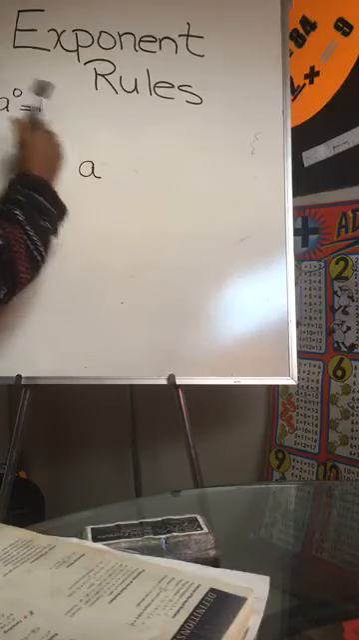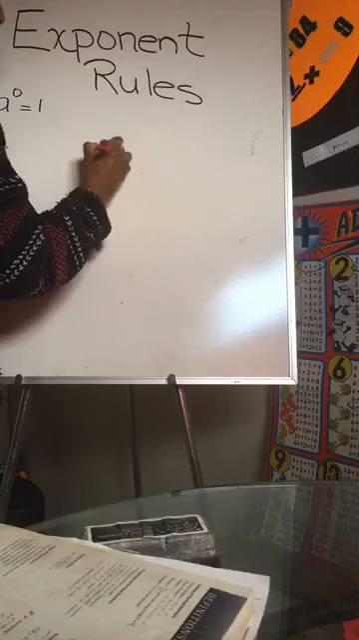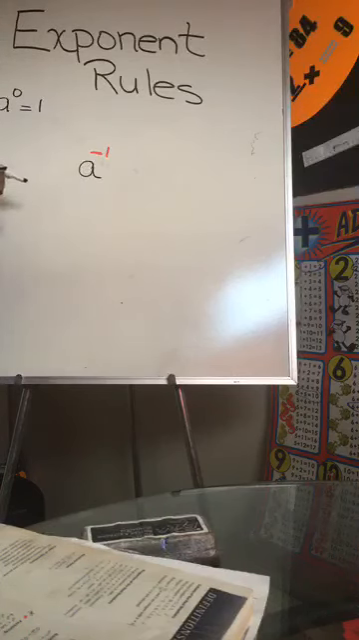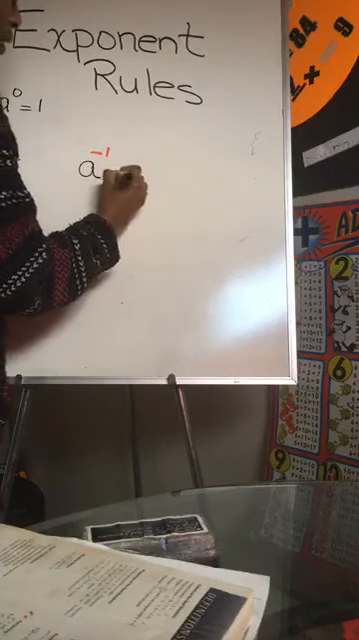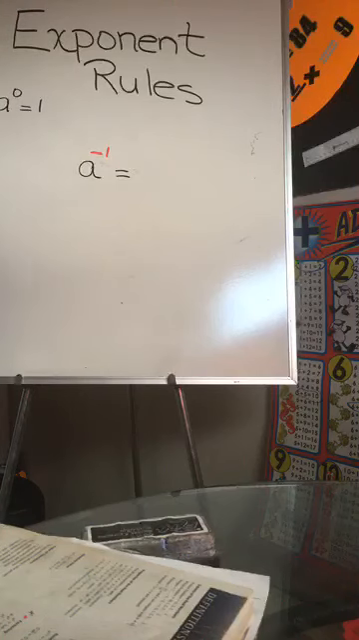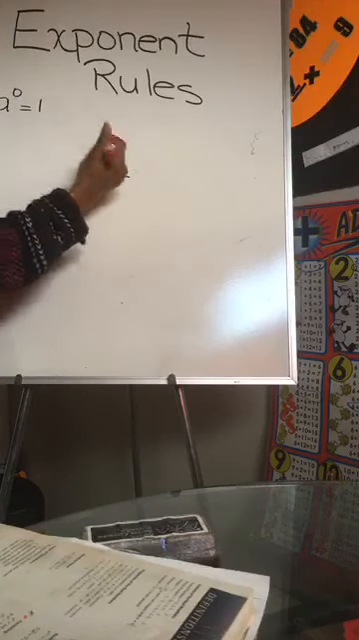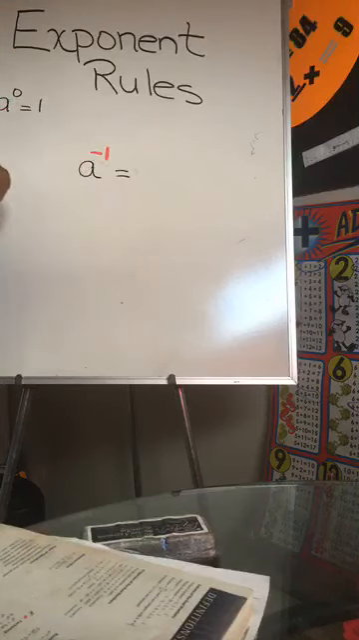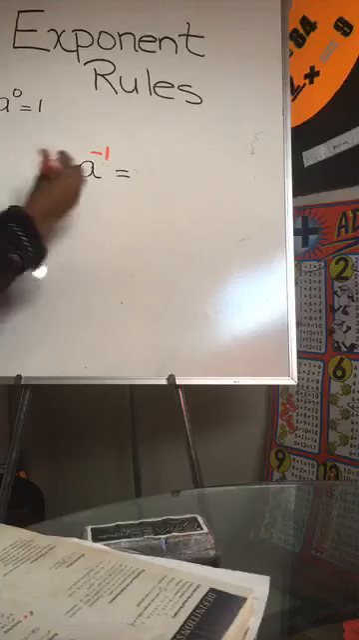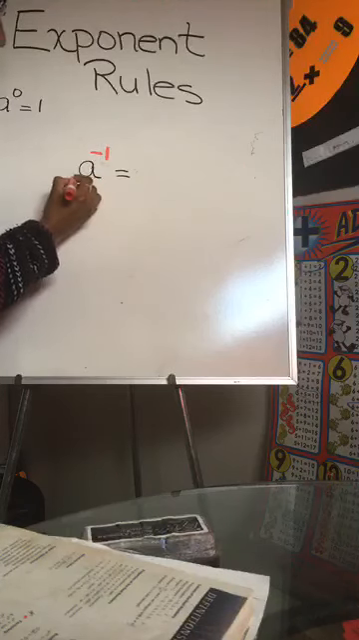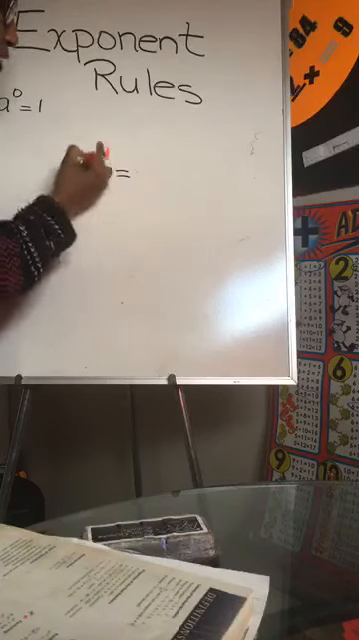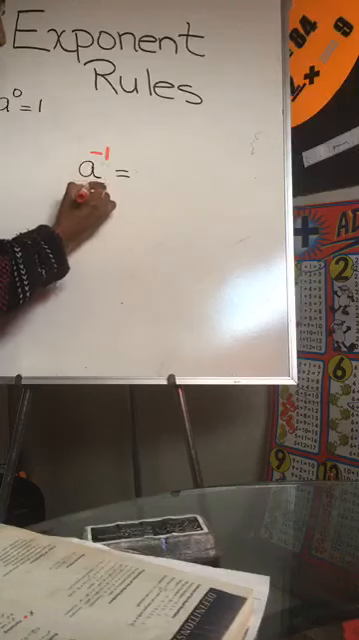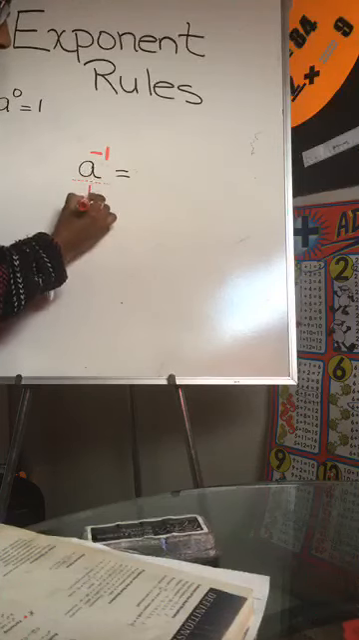The second rule is if I have a raised to the negative 1 power, what is that equal to? So since this is a negative, you cannot have a negative as your exponent. You have to convert it and take the reciprocal. So this is really like saying a to the negative 1 is all of this divided by 1.